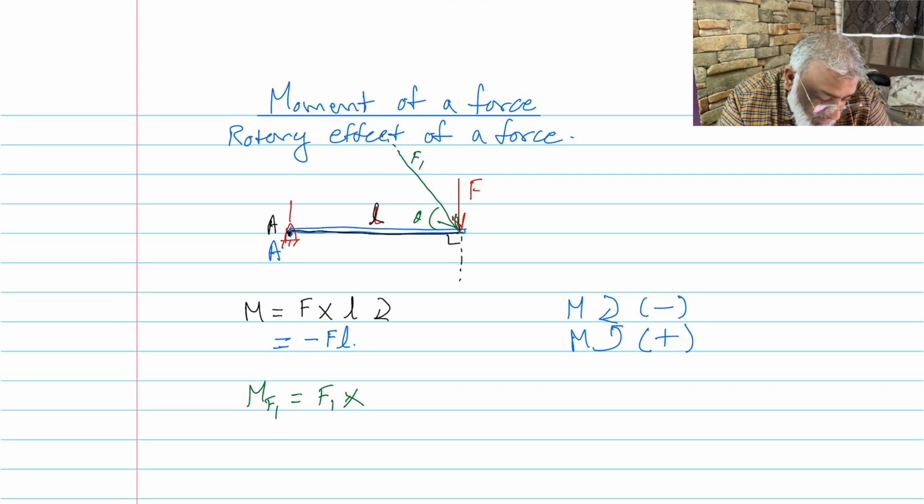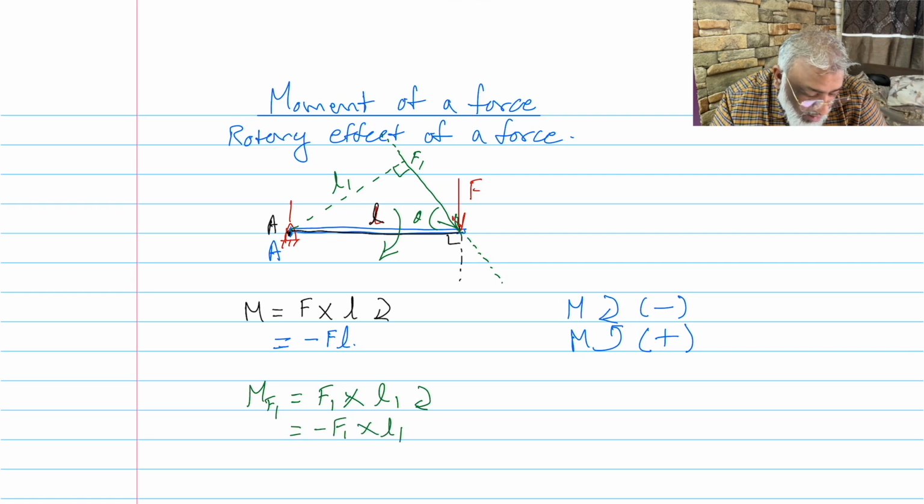You see, the line of action of the force is this green line over here. And the perpendicular distance from the fixed point to it will be this. Let us call it L1. So in this case, the moment of the force F1 will be F1 into L1, and since it is acting in the downward direction, the rod will rotate in the clockwise direction, so it is a clockwise moment and will be written as minus F1 into L1.